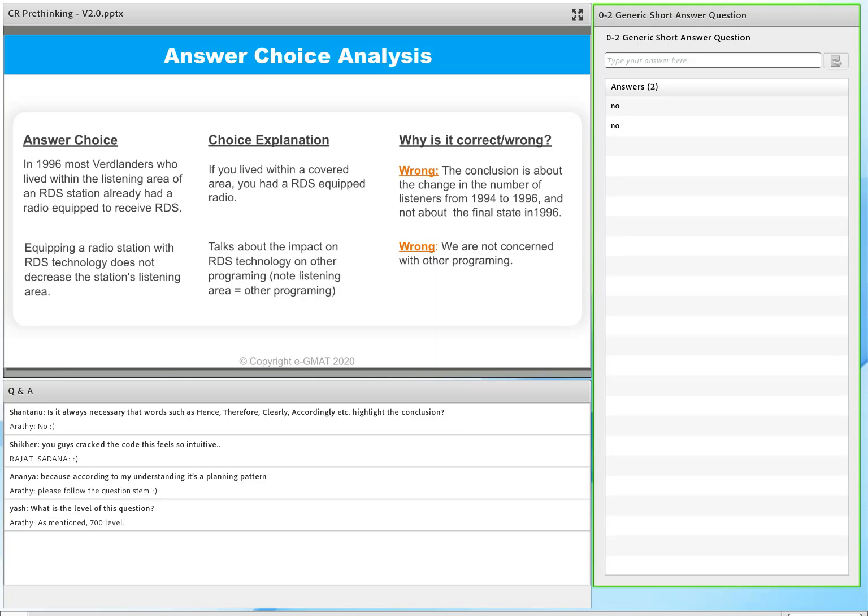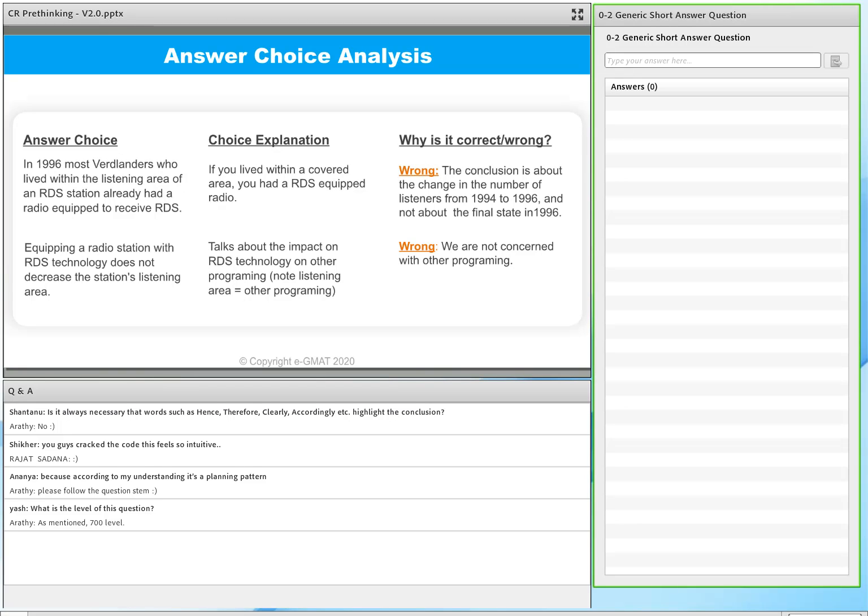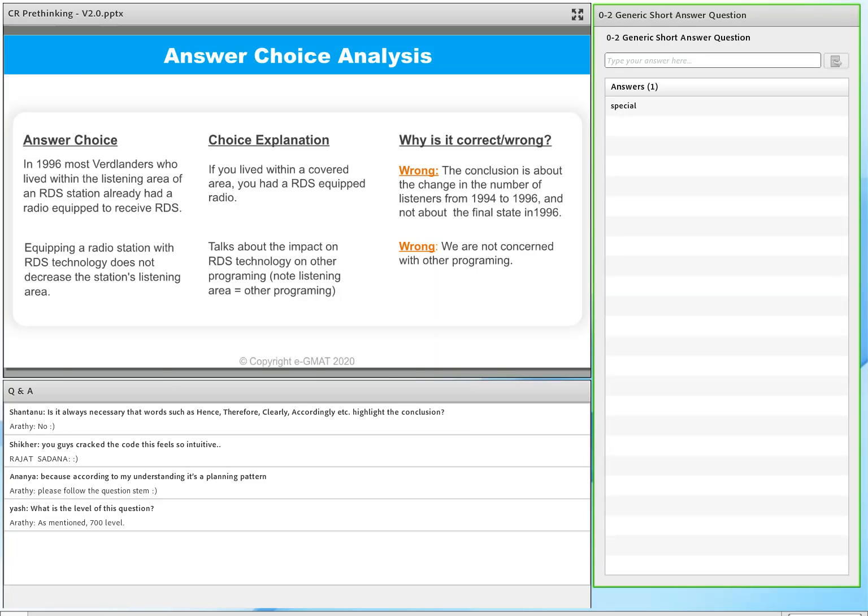Let's look at choice C. Choice C is a very interesting choice. Equipping a radio with RDS technology does not decrease the station's listening area. Now, what kind of programming are we concerned about in my conclusion? RDS programming, right? Or programming with special information. Let's call it RDS programming. RDS is easier to say. Okay. Everyone agrees? It's RDS programming, right? Everyone.